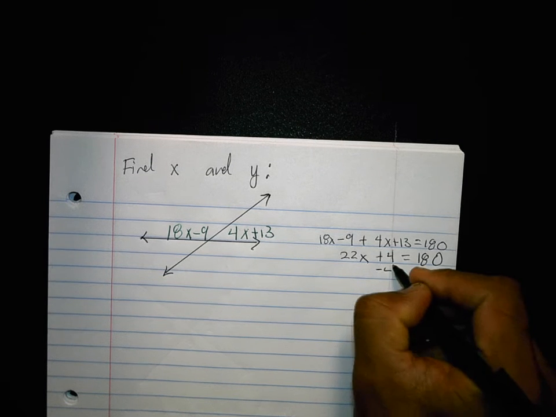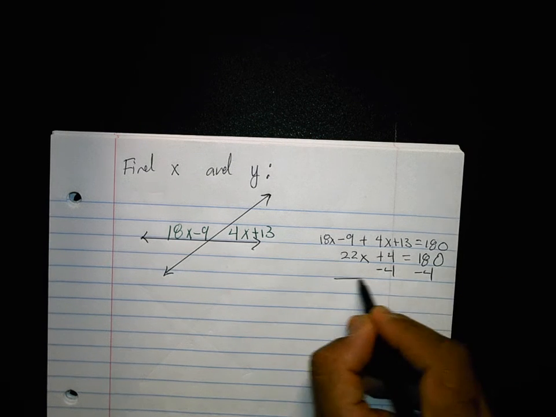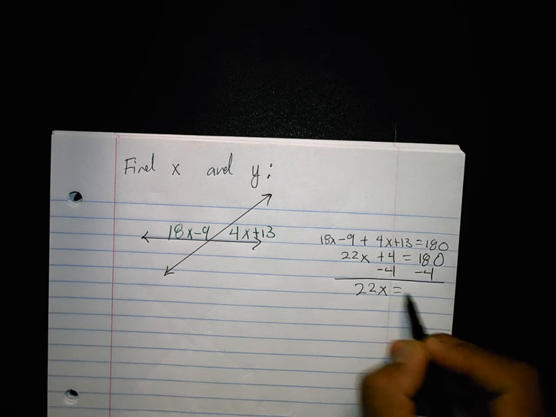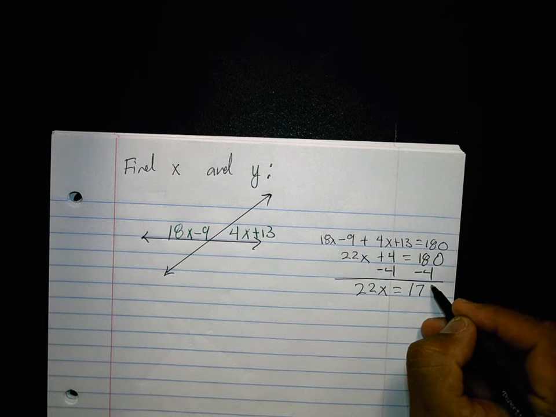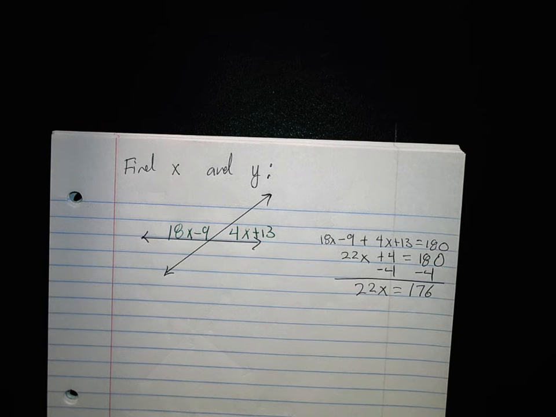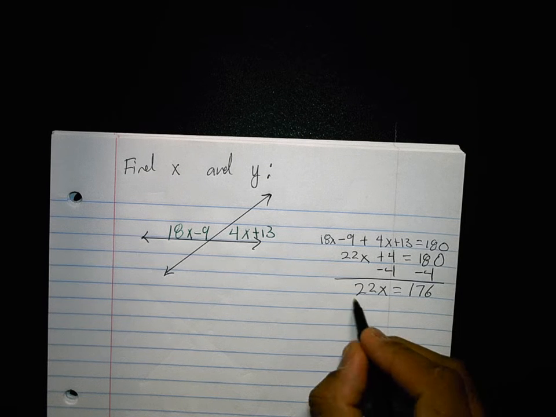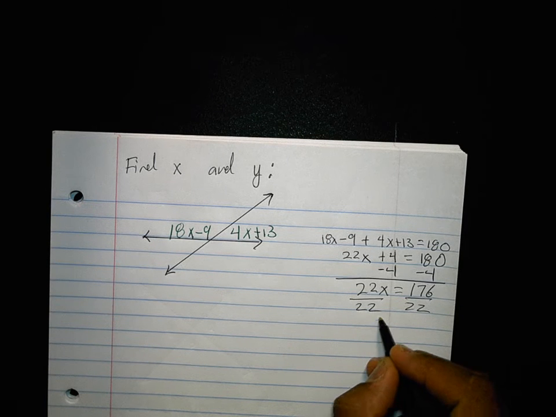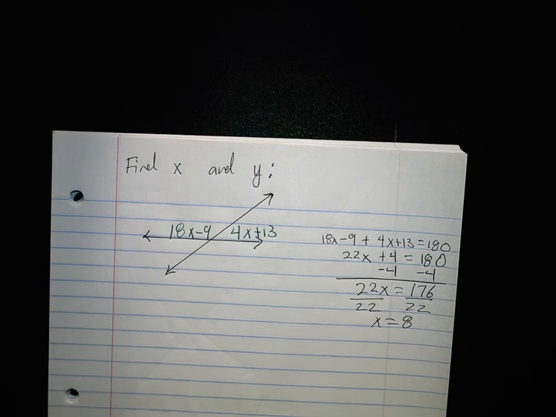Subtract 4 from both sides. I get 22x equals 176. And then divide that by 22, and x equals 8. Okay, so in those cases, those were supplementary angles.